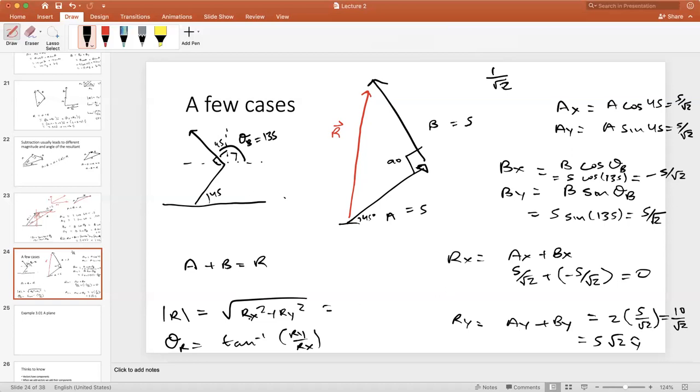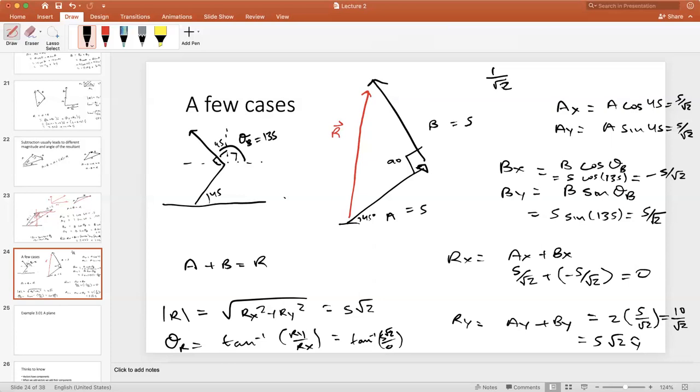That is my magnitude because Rx is 0. So this is 5 root 2. And my angle, interestingly enough, Ry is 5 over root 2. This is arctan of 5 over 0. Tangent goes to infinity at 90 degrees. So if you try to put in arctan of some really big number, you see that you get 89.99999 degrees.